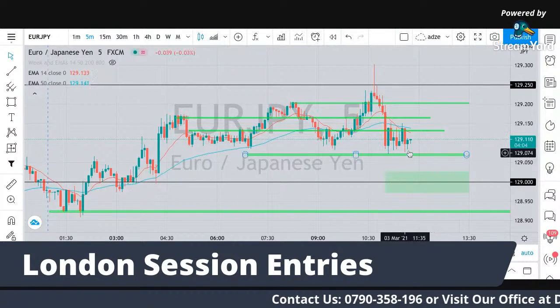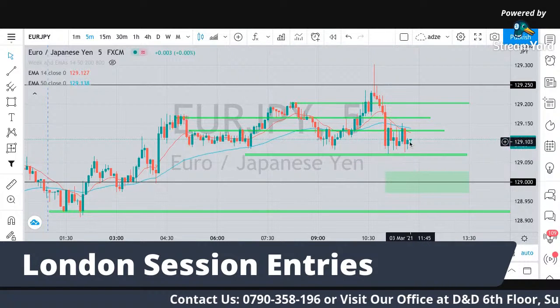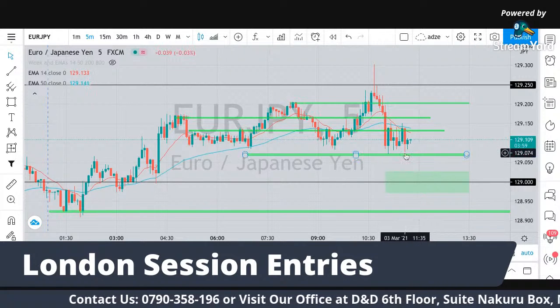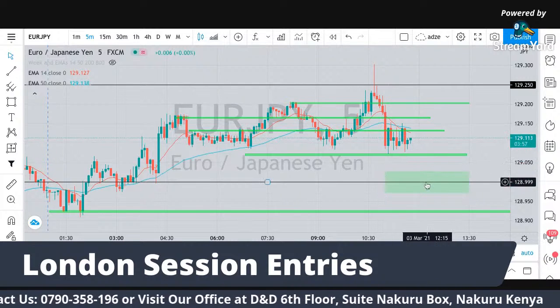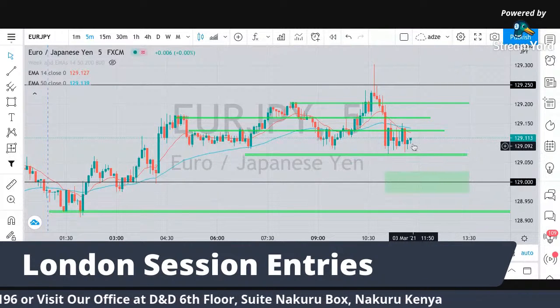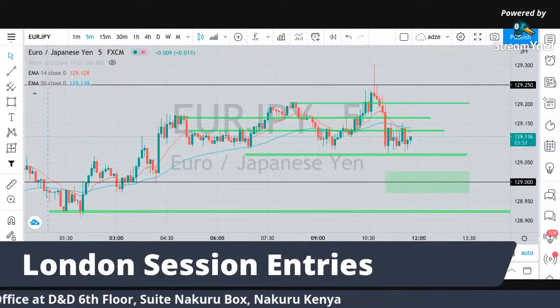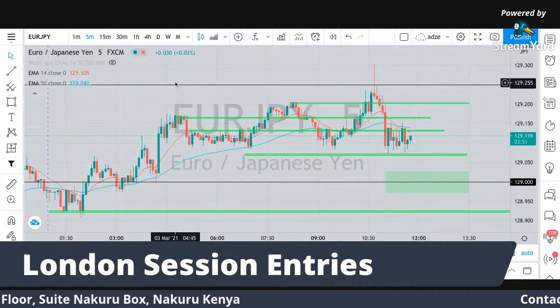Actually, price is working on the low. Let's see if it breaks this one, we will head to this. My stop loss is currently 5 pips. I think I need to update this one.